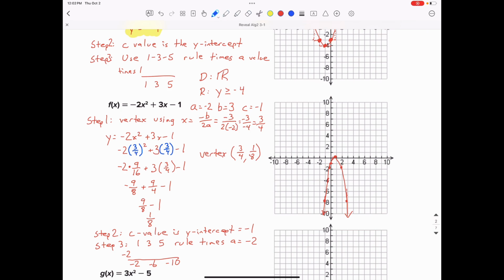We also should do the domain. It is a parabola, so the domain is all real numbers. The range, again, is based upon the y value of the vertex. The y value of the vertex was 1/8, and the rest of the graph is below it. So the range is going to be y is less than or equal to 1/8. And that is the second example.